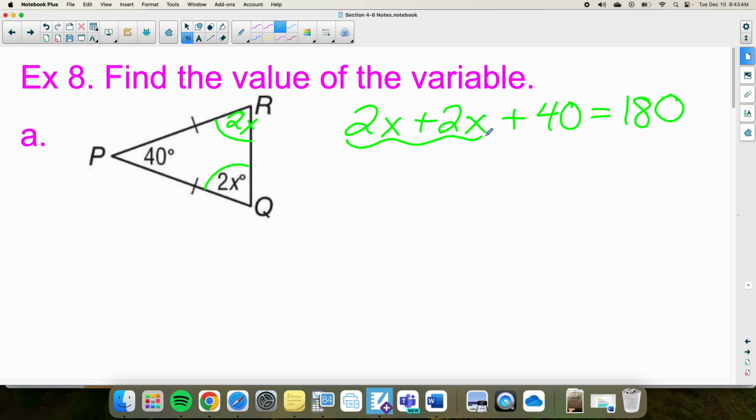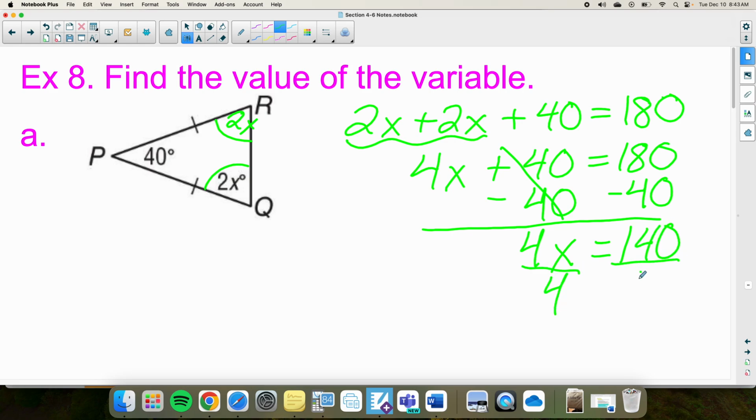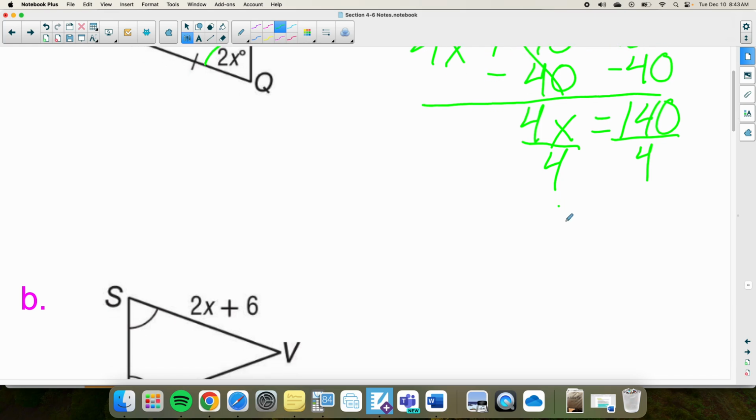Okay? And this one you might be best just doing the algebra. So 2x plus 2x is 4x plus 40 equals 180. Then I'm going to subtract 40, and I get 4x equals 140. Divide by 4, and x is, let me think, 35. So that would be my answer.